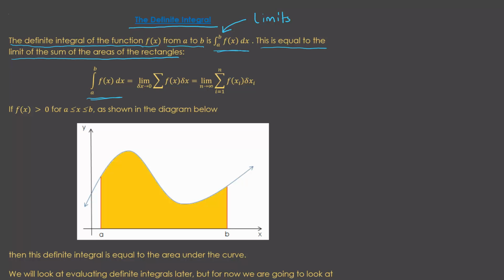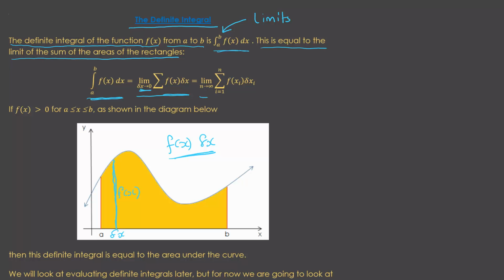So the integral from a to b of f of x dx is the limit as delta x tends to 0 of the sum of f of x delta x. So what we're looking at here are a series of infinitely thin rectangles. Delta x tends to 0 says that the width of the rectangles is going to 0. f of x is the height of the curve, delta x is the width. So we can see the area of that rectangle would be f of x delta x.